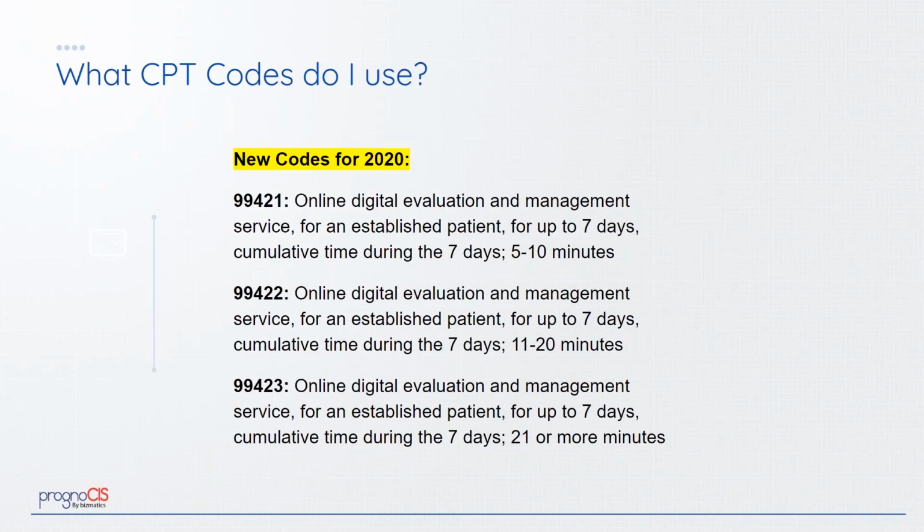In 2020, there were three new codes introduced for telehealth. It's 99421 to 99423. These codes are cumulative codes, and they can be billed up to 7 days. What that means is it's an evaluation and management service for an established patient only. And most of this communication is done online through email, the patient portal. It may involve a phone conversation, and the provider can add up the time throughout the week and then bill.